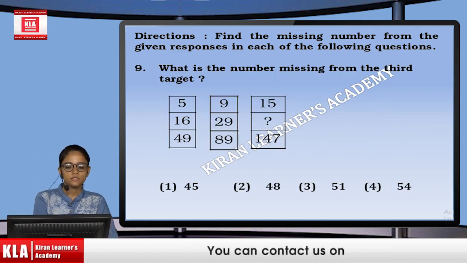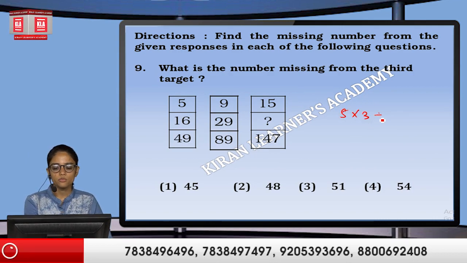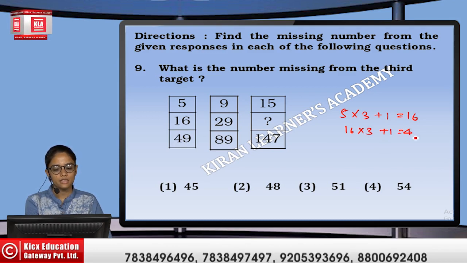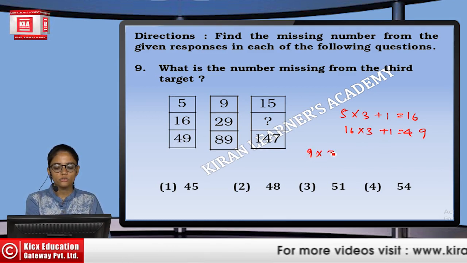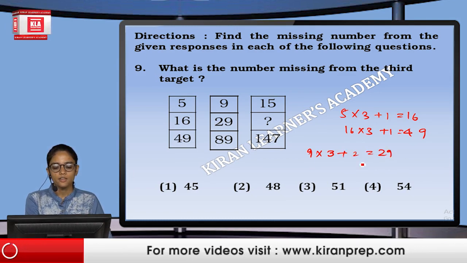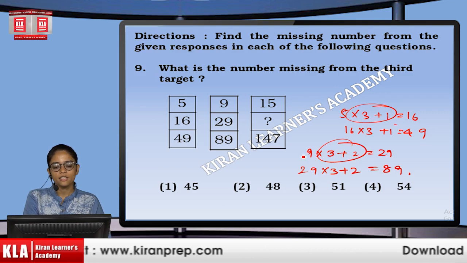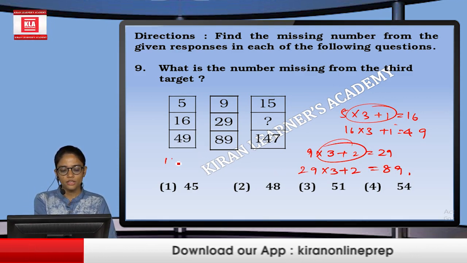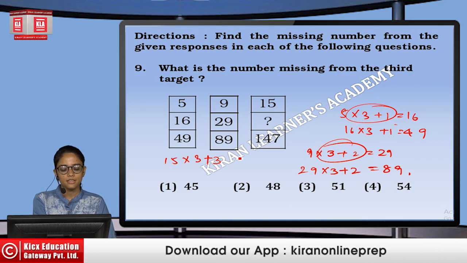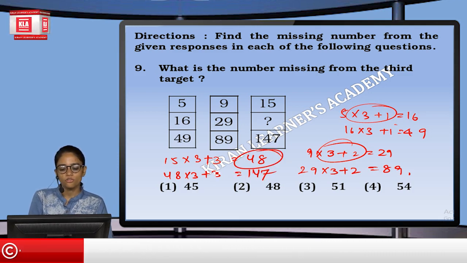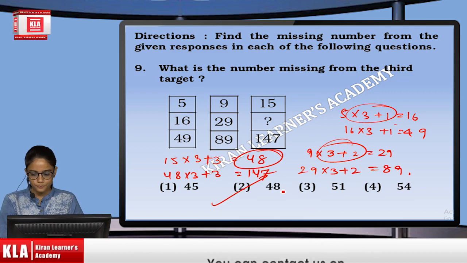Next question, 5 to 16. 5 into 3 plus 1 will give you 16. Similarly, 16 into 3 plus 1 will give us 49. For the second figure, 9 into 3 plus 2 will give you 29. 29 into 3 plus 2 will give you 89. So here it is into 3 plus 1, here into 3 plus 2. Now 15 into 3 plus 3 will give you 48. If we go with 48 into 3 plus 3, that will give you 147. That means the answer is 48, option number 2.